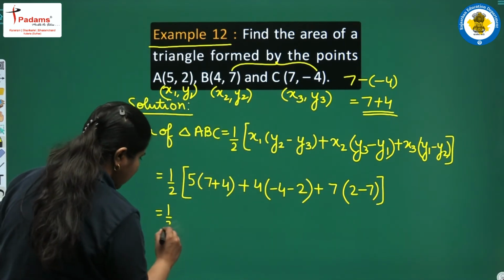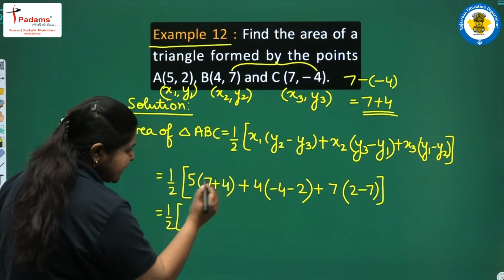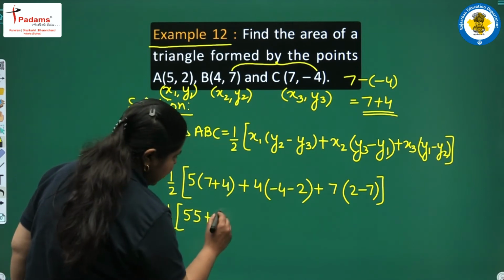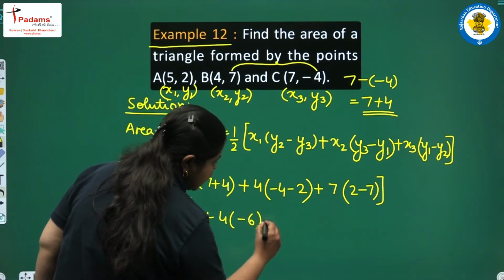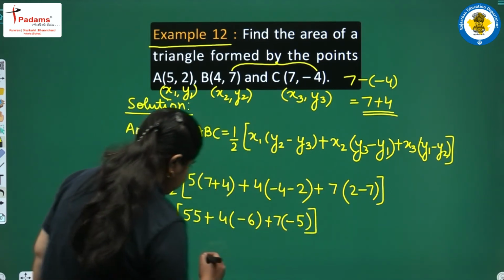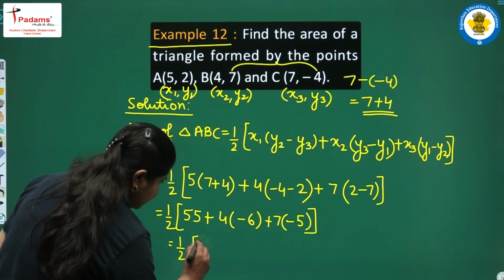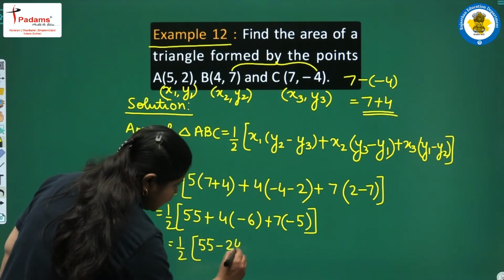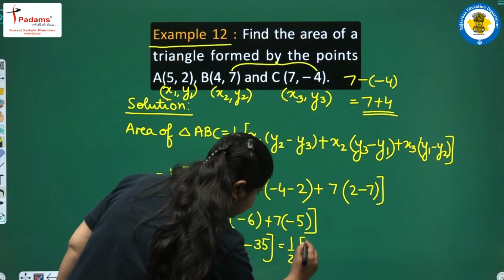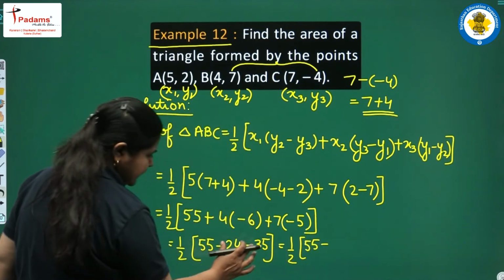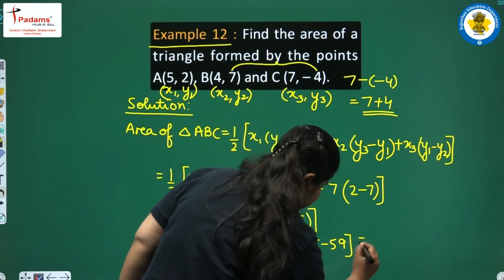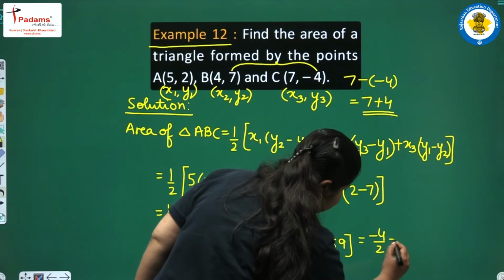This is now equal to half into 7 plus 4, it is 11. 11 into 5 is 55. ठीक है, plus here we will have 4 into -6, and here plus 7 into 2 minus 7 will be -5. Now this will be equal to half 55 minus 24 here and minus 35 here. This will be equal to half into 55 minus, we will add these two numbers, here we will have 59. This will be equal to -4 upon 2 equal to -2.